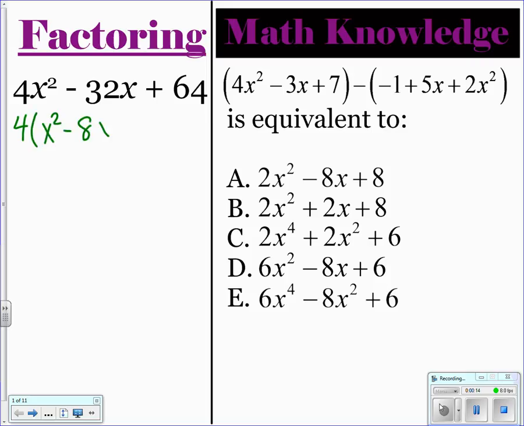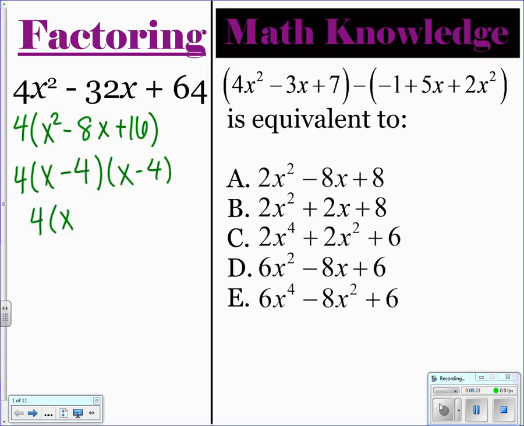and you're going to have x squared minus 8x plus 16. And then that'll factor as x minus 4 times x minus 4, which you can write as 4 times x minus 4 squared. And so that would be your answer for the factoring.